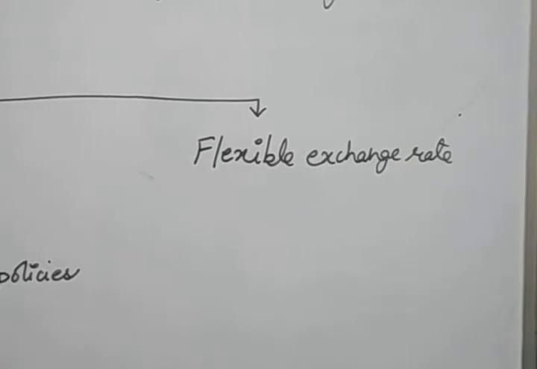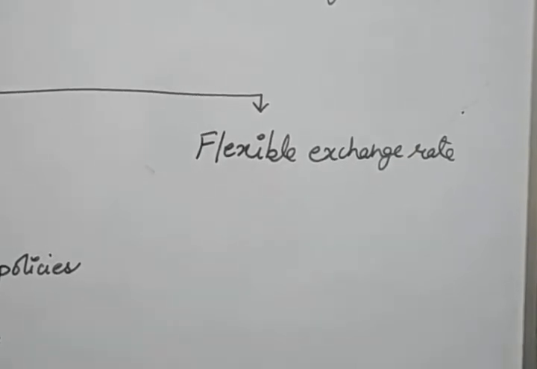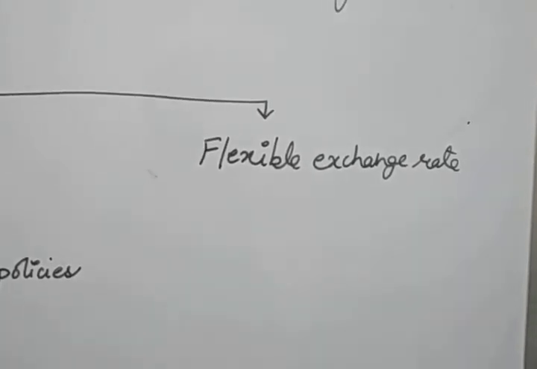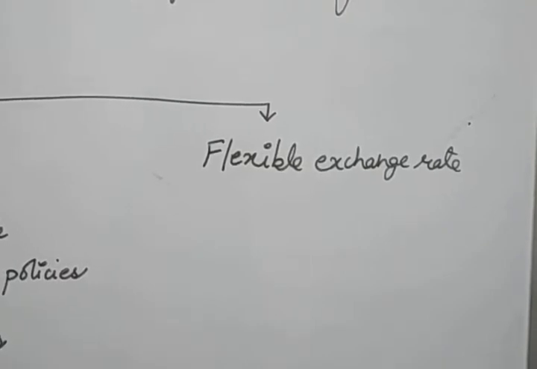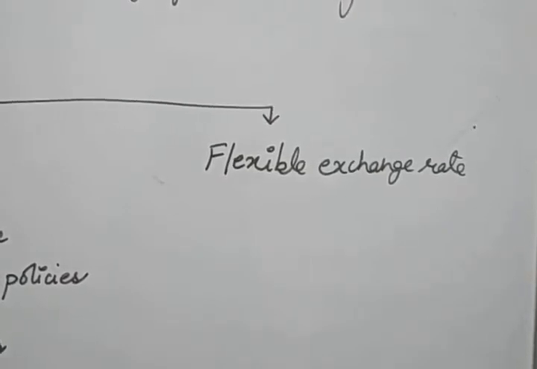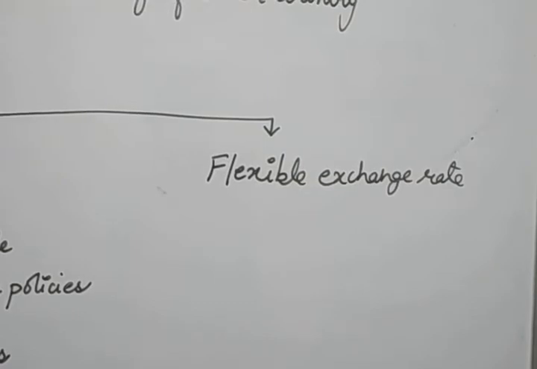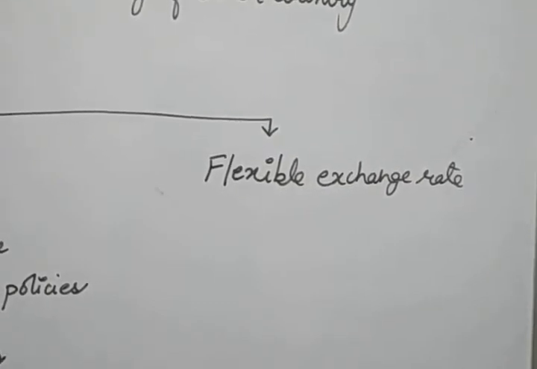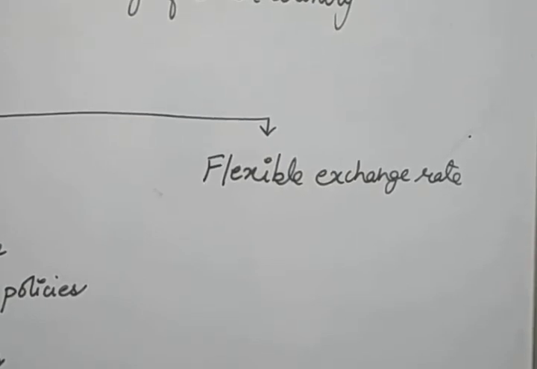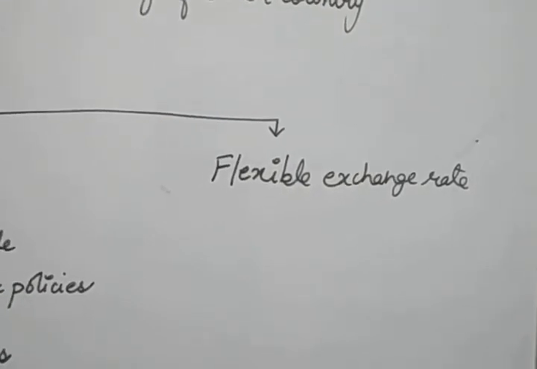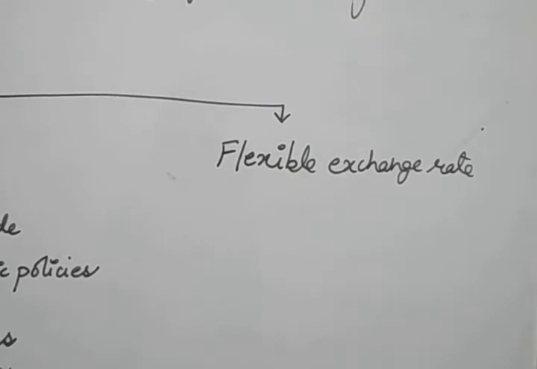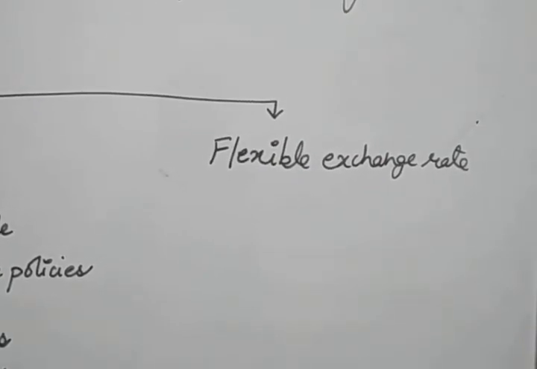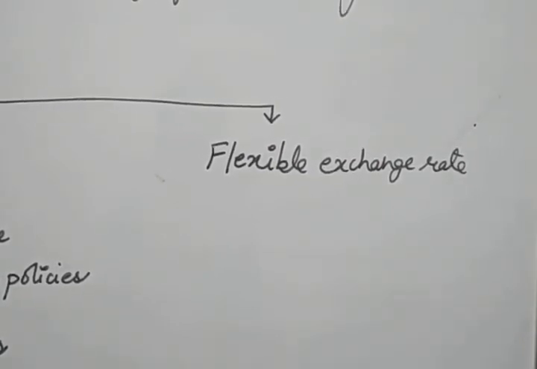That means, same like a commodity, the price, we know how it is determined. It is determined according to market demand and market supply. Wherever the market demand and market supply curves intersect, at that point the commodity's price is fixed. Similarly, in the flexible exchange rate system, the exchange rate is also fixed according to the forces of demand and supply of foreign exchange.